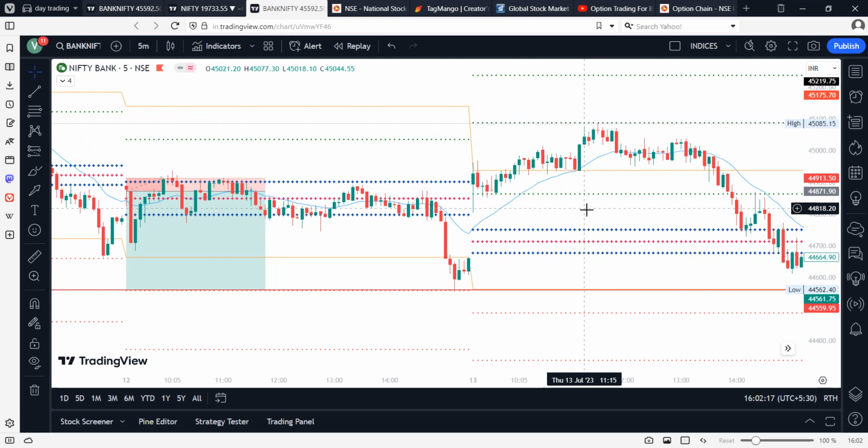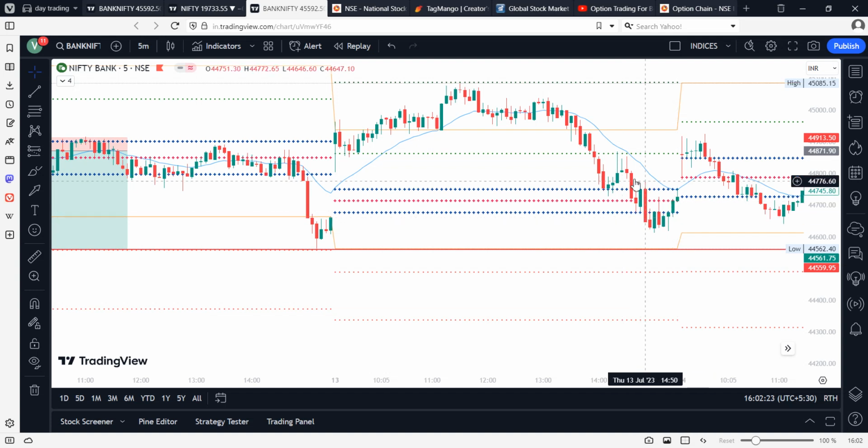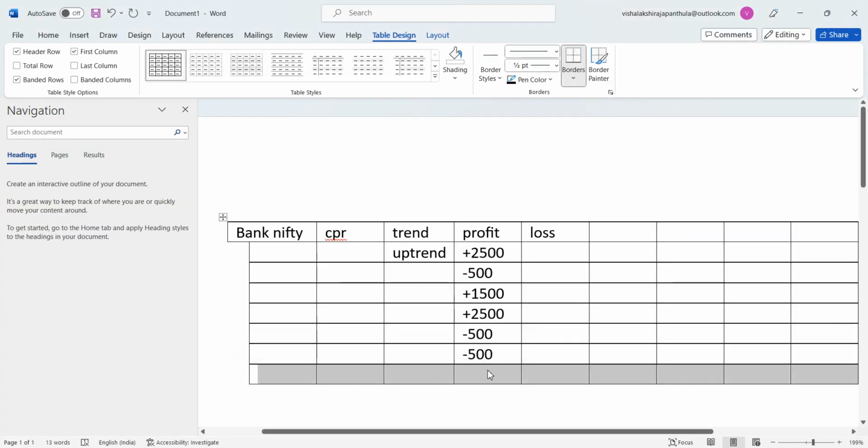Now, what is our action plan today? We have to stay at the CPR. After this candle, we can take the trade, but this is a big stop loss, so we can't take the trade. And if you enter at this point, this is the end of the trading session, around 1450. If you enter, it is a loss-making trade because this spike will take all your profits. Minus 500, I can say.